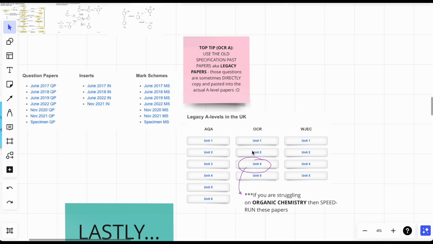Personally, I have not seen the AQA legacy papers. They might be good. I just don't know. You have a look if you're doing AQA as well. But if you're doing OCR, this is a cheat. Okay, this is just amazing. These legacy papers. So use them.